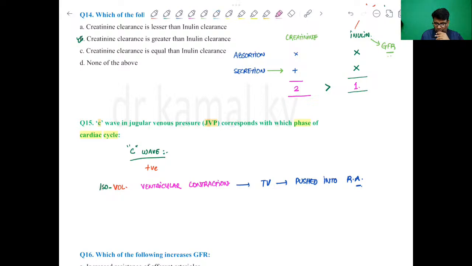So isovolumetric contraction. An isovolumetric contraction of the ventricle is the phase where the ventricle has just started contracting as a closed chamber. The valve above, that is the AV valve, and the valve below, that is the semilunar valve, are both closed. So this is isovolumetric contraction, and this will produce the C wave on JVP, right?